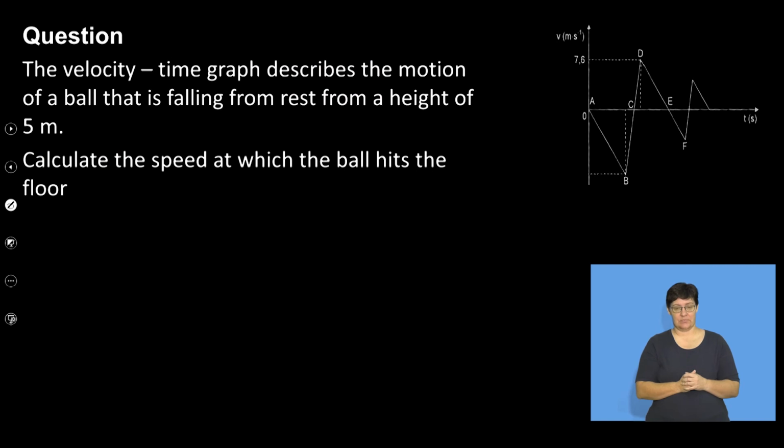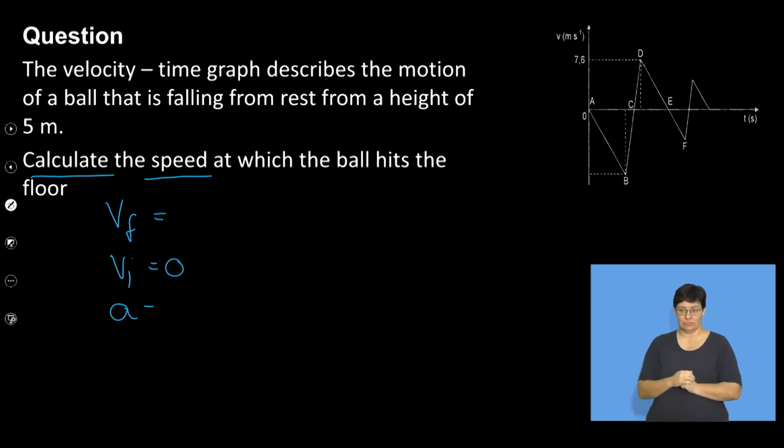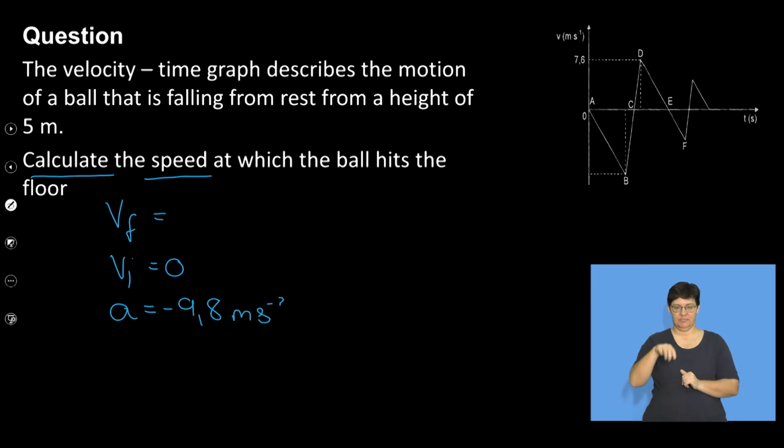So, we've got it. Calculate the speed, direction doesn't matter, that the ball hits the floor with. Okay, so calculate. I can't get it off the graph, actually. So we want final velocity. We know initial velocity is 0. We know acceleration. Now, we've chosen down as negative. In fact, we didn't choose it. We didn't have a choice. Okay, they told us that. So this is minus 9,8 meters per second squared.